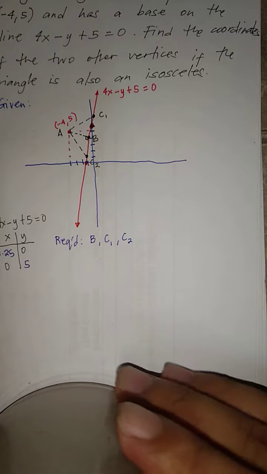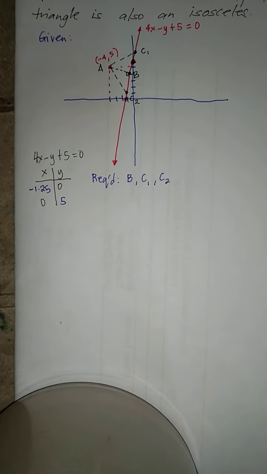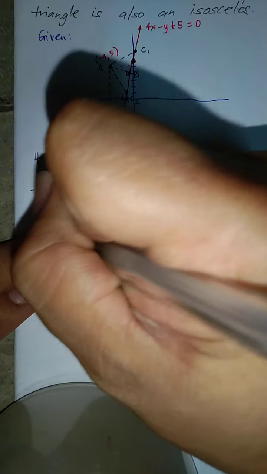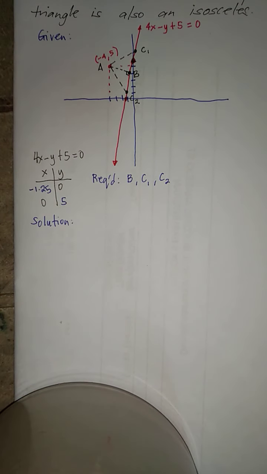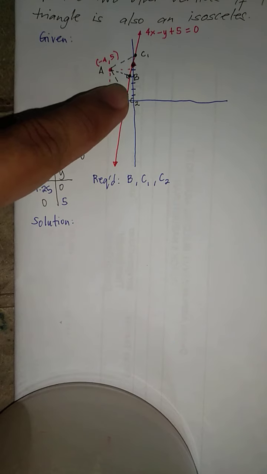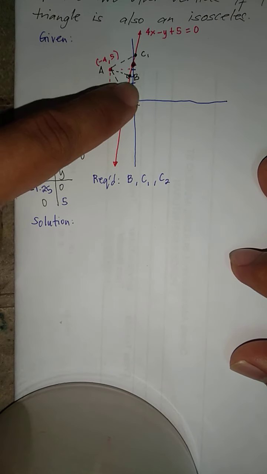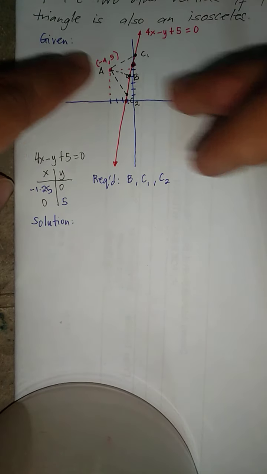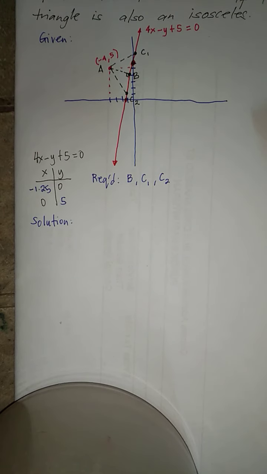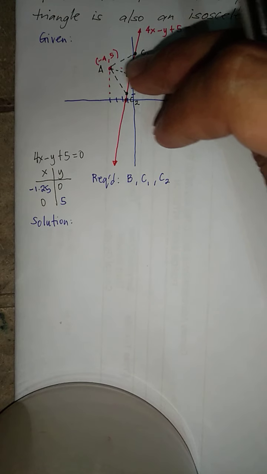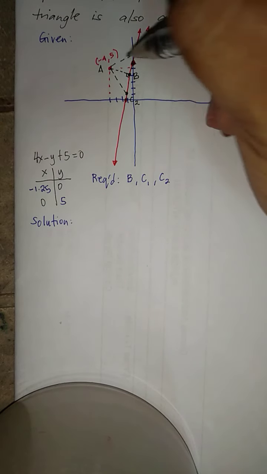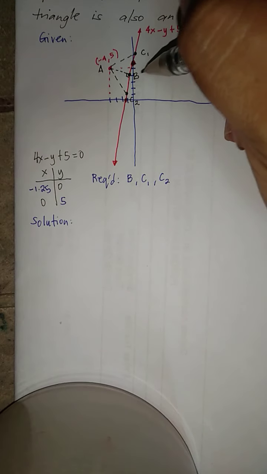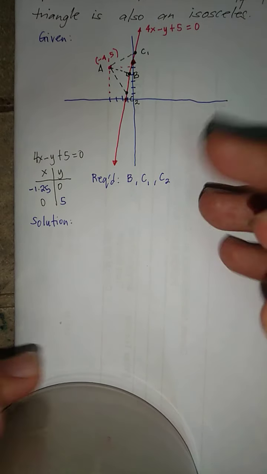So let's go to the solution. For our solution, first we're going to find the equation of the line that passes through AB, this side here. Then the plan is, once we get the equation, we solve for the intersection of the given line 4x - y + 5 = 0 and that line to get the coordinates of B. So let's do that.